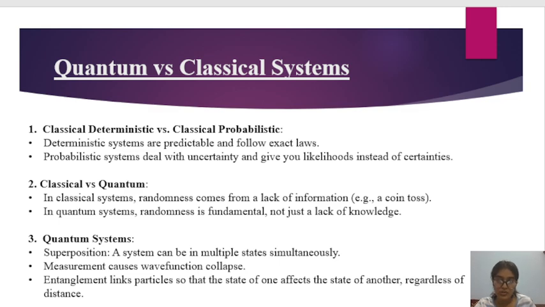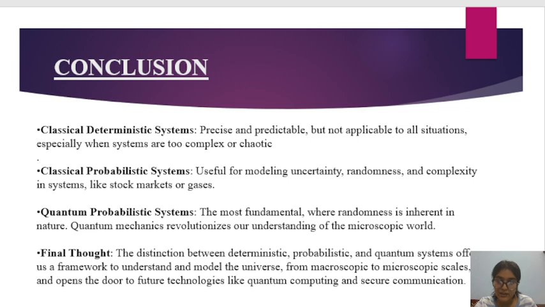Now, to conclude, we have learned that each of the systems has its own characteristics and applications. Classical deterministic systems are predictable with no randomness and are great for modeling simple systems like planetary motion. Classical probabilistic systems handle uncertainty and randomness and are useful for complex systems like the stock market and gases.